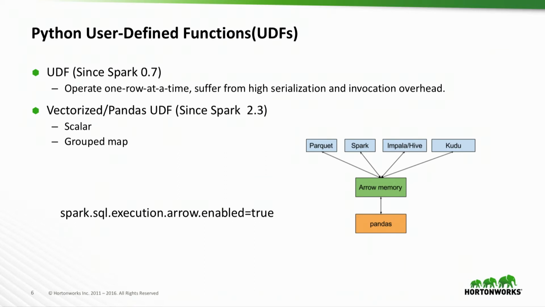For the Pandas UDF, we support two kinds of UDFs. The first one is scalar, and the second is grouped map. If you want to use this feature, you need to enable this configuration, spark.sql.execution.arrow.enabled. Okay, let's show some examples of how to use Pandas UDF.